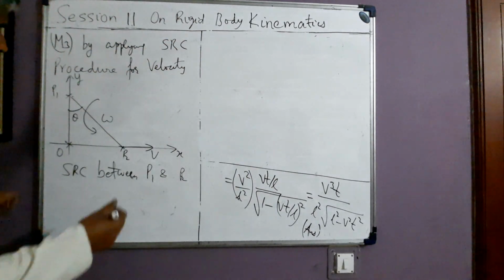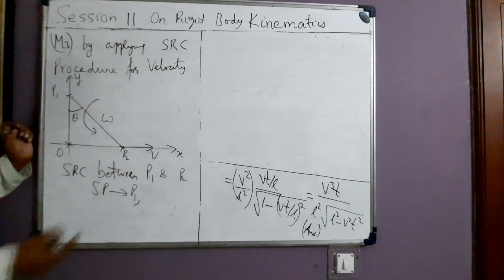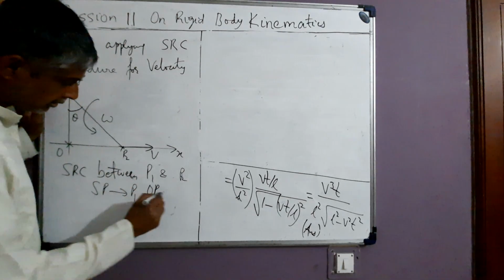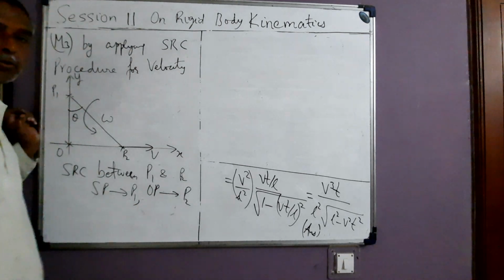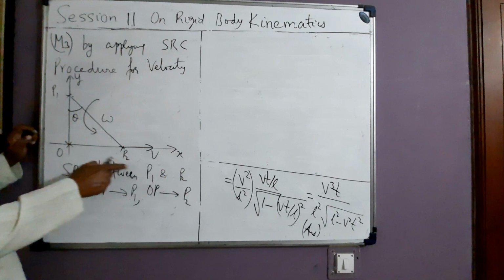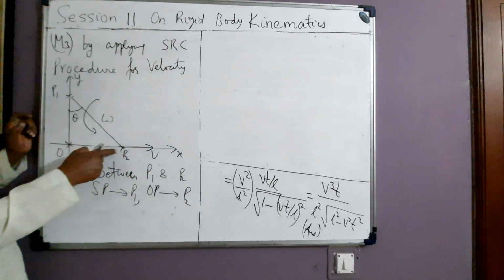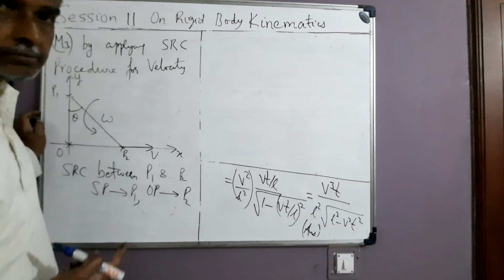So now what we do, SP arrow P1, we take P1 as a selected point. OP arrow P2, we take P2 as the other point. Fine. We draw the diagram of SP and OP, the line joining SP and OP. This line is this one, so I use this itself. Don't draw it again. Alright, fine.